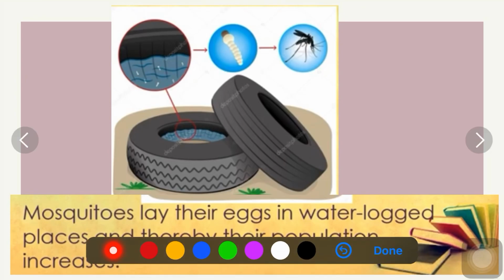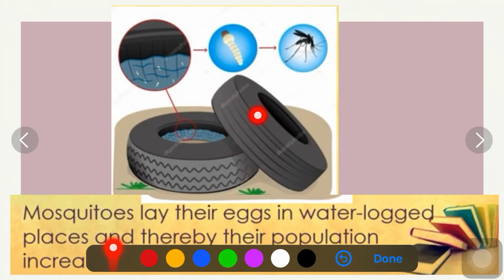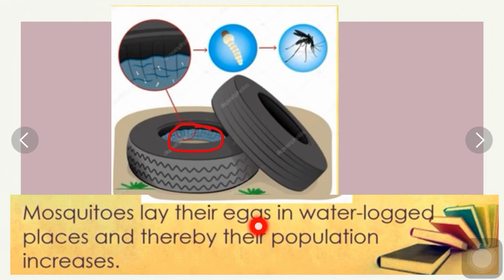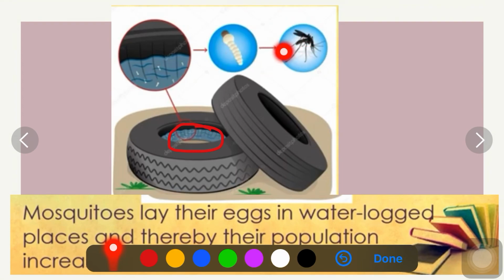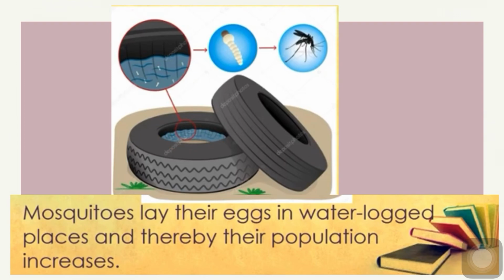As you can see, there is a picture of a tire, and inside that tire some water has been collected. This waterlogging may be due to rainfall or some other reason. But as soon as water is logged in any place, mosquitoes lay their eggs and thereby their population increases. So, try to avoid cases where there is a possibility of waterlogging. This will reduce the chances of spreading diseases caused by mosquitoes.